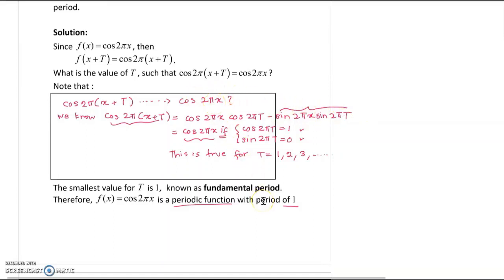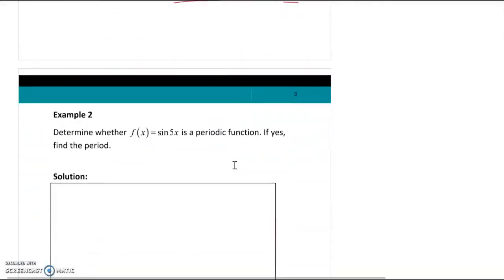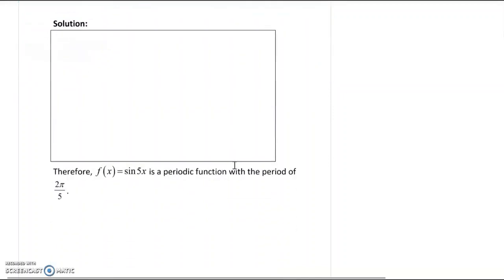Okay, so I hope you understand that one. But in the exam, you are not going to see this kind of question somehow. This is just for you to understand how to determine the period of a given function. It might be useful in some other courses later. All right, so you can try example 2 here on your own, and you need to show that the period is 2 pi over 5.